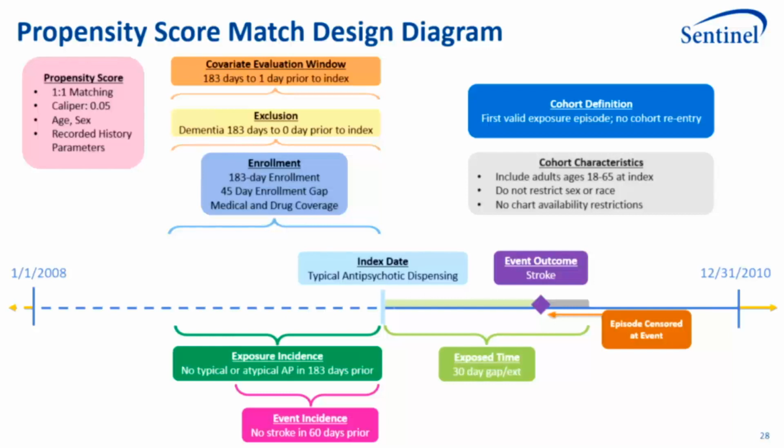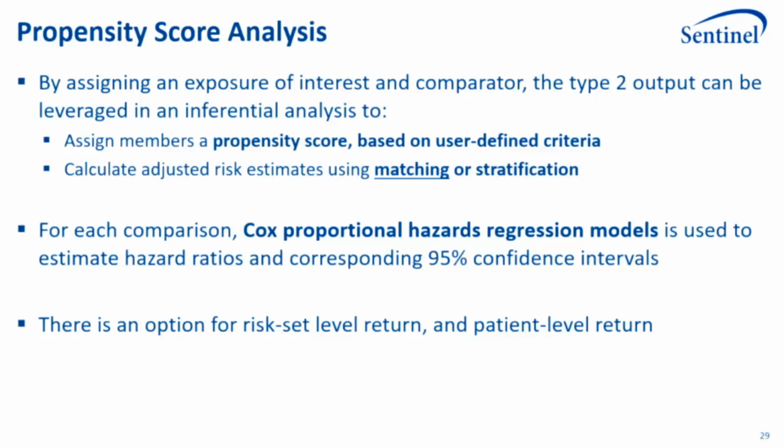So it was 1-to-1 matching. You have different calipers that you can choose. This was 0.05, and age, sex, and certain conditions of interest were selected. And again, at the highest level, this is what a propensity score analysis is in the CIDA tool. Once you've defined your propensity score model, what you want in it, and the model runs, you're choosing whether you want to match on propensity score or stratify on propensity score. So what I'm showing next is the matching analysis. You'll get back Cox proportional hazards regression, the hazard ratio, and then the 95% confidence intervals.